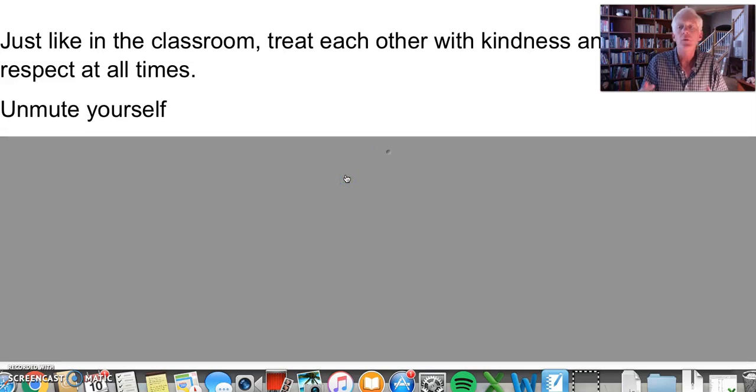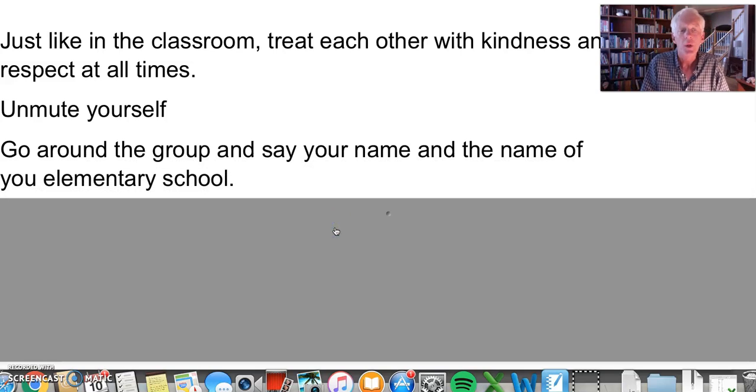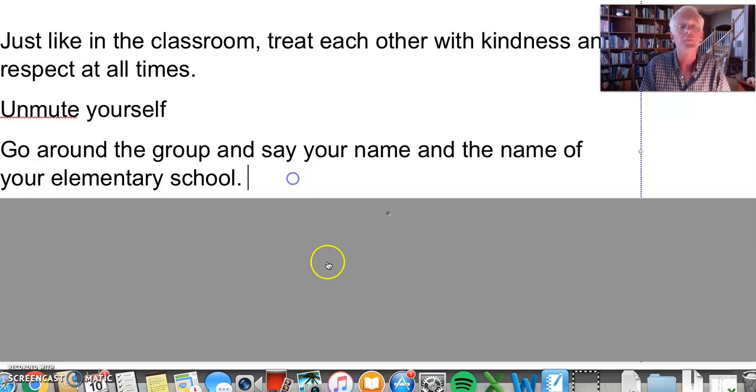When you get into the breakout room, you will unmute yourself. And today, since this is the first time, I want you to go around the group and just say what your name is and how you like your name pronounced and the name of your elementary school. And yes, I did miss that typing right there. I can plug that in and put the R, so there we go. So yes, go around the group and say the name of your elementary school.